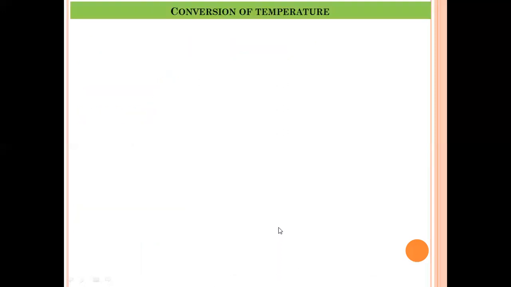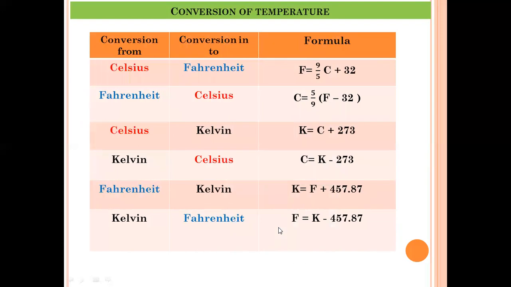Conversion of temperatures. We can convert the temperature from one scale to another scale by using these formulas. Let us take some examples. When we convert the temperature from Celsius to Fahrenheit, we can use this formula: F = 9/5 × C + 32, where C represents the temperature in degrees Celsius. When you convert the temperature from Fahrenheit to Celsius, we can use this formula: C = 5/9 × (F − 32). So these are a few formulas for the conversion of temperature from one scale to another scale.